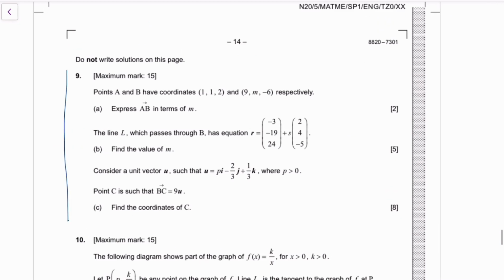Now the next question is a completely vector question. So I think I've mentioned it in the last video. Vector is no longer inside the syllabus of AASL. Therefore, I will skip this.